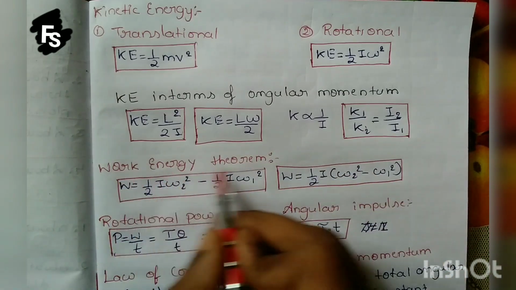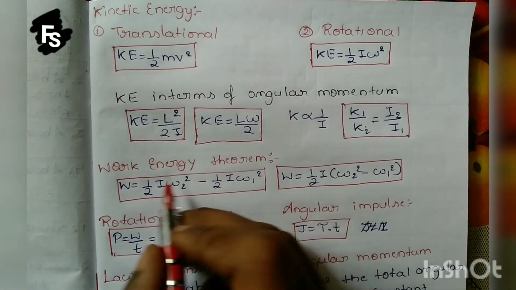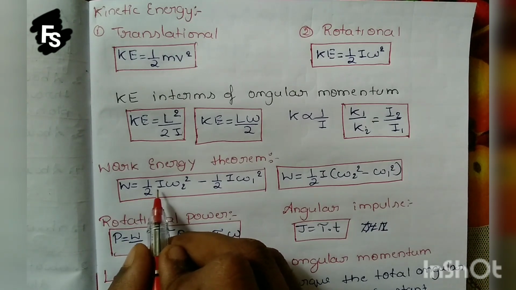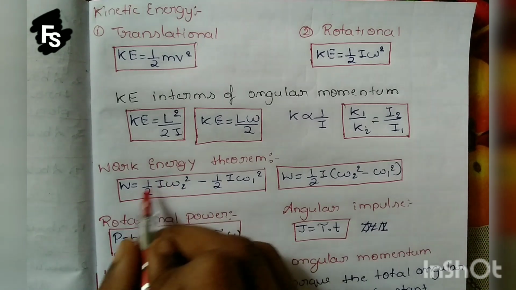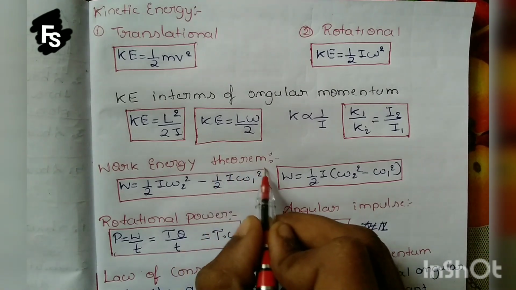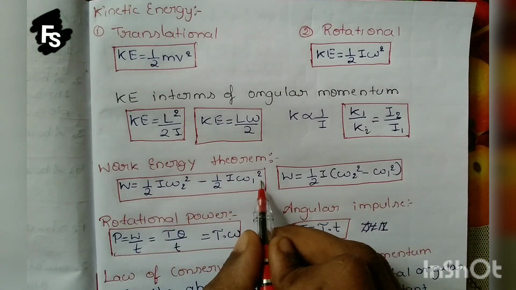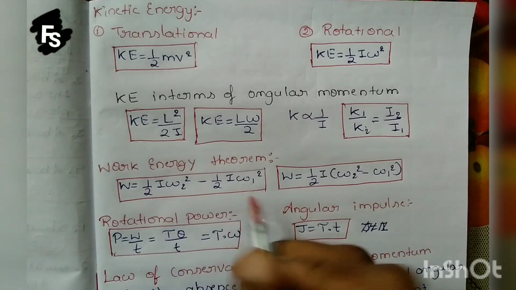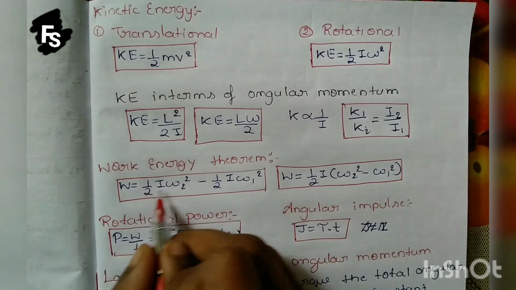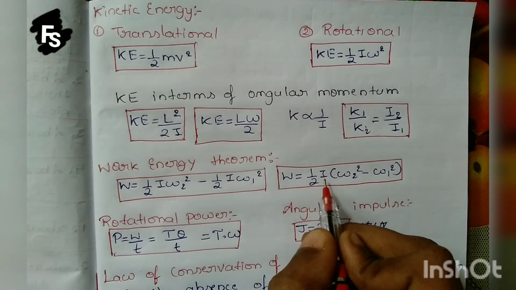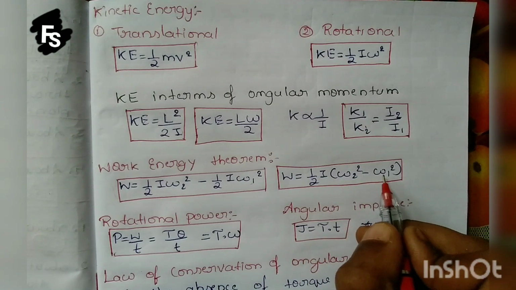Next come to the work energy theorem. What is the work energy theorem? The work energy theorem states that work is equal to the final rotational kinetic energy minus the initial rotational kinetic energy. This rule is studied in work energy power as translational kinetic energy, but here it is rotational kinetic energy. W is equal to 1 by 2 I omega 2 square minus 1 by 2 I omega 1 square. W is equal to 1 by 2 I into omega 2 square minus omega 1 square.